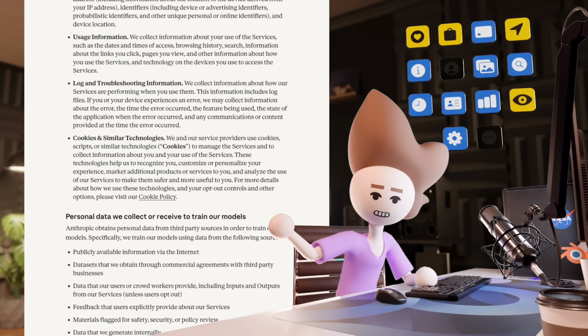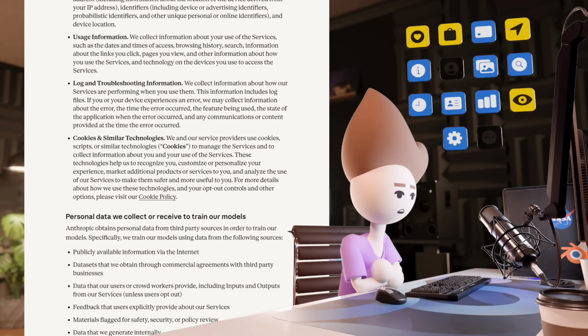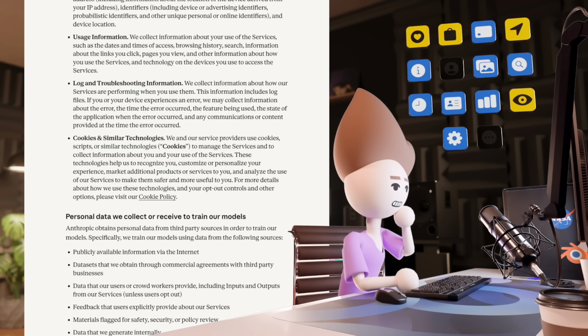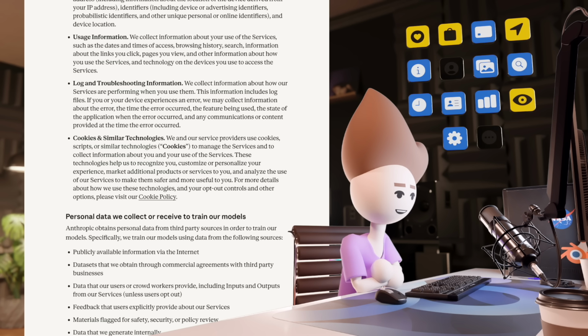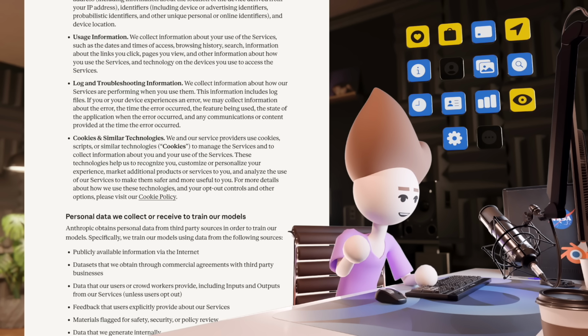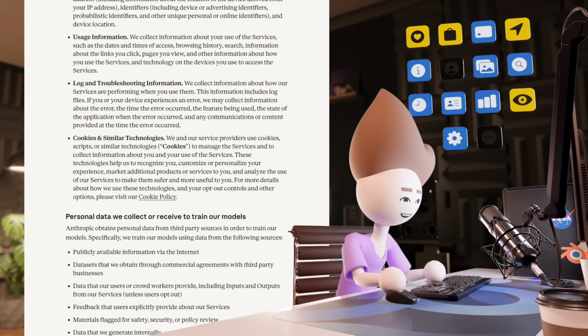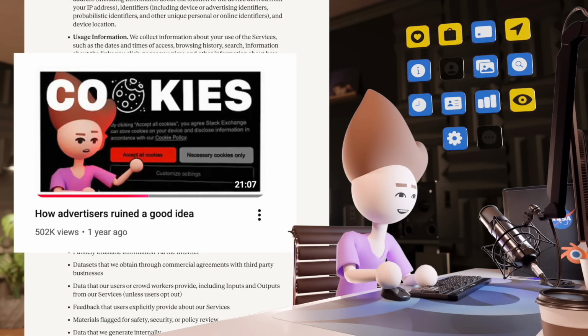Cookies and similar technologies. We and our service providers use cookies, scripts, or similar technologies to manage the services and collect information about you and the use of the services. These technologies help us recognize you, customize or personalize your experience, market additional products or services to you, and analyze the use of our services to make them safer or more useful to you. For more details about how we use these technologies and your opt-out controls and other options, please visit our cookie policy. So cookies generally fall under browsing history since they can be used to track you across websites. If you want to learn more about how cookies work, you can check out this video on my main channel.